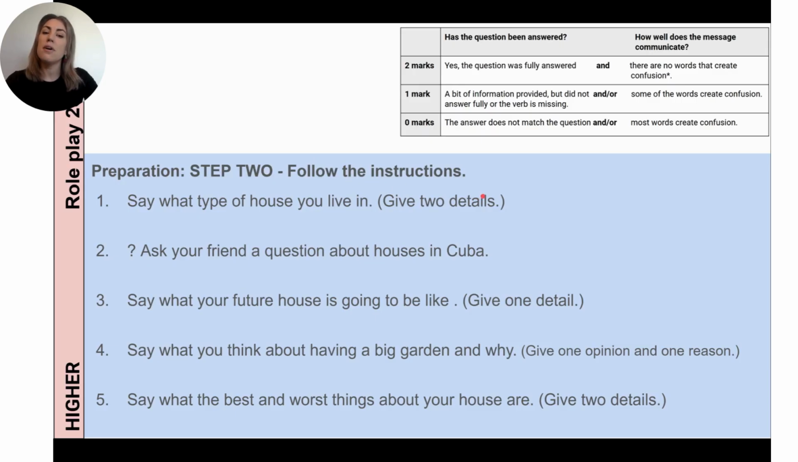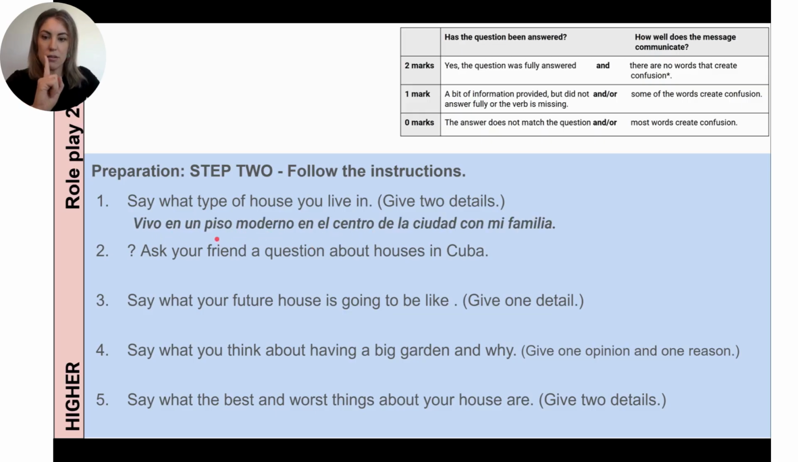Number 2, follow the instructions. So say what type of house you live in. It can be a terrace house, I don't know, a hut, a tent, a flat. What type of it? So 2 details. So I went with vivo en un piso moderno, 1 detail, type of house, en el centro de la ciudad, 2 details, and I added con mi familia because it's not too complicated. I'm not overcomplicating things and I'm sticking to the amount of detail. So I live in a modern flat in the city center with my family.